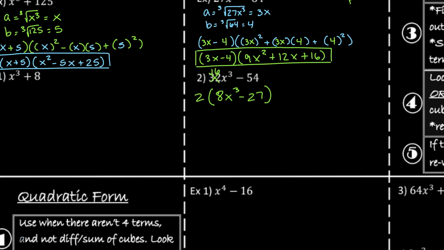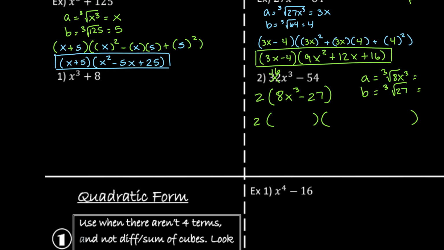So we do just like we were doing before. We find our a value, which is the cube root of 8x cubed, and we find the b value, which is the cube root of 27. And then you just plug those in, keeping the 2 out in front. Okay? So you guys keep going on this problem. Keep trying. So what did you guys get for number 1?